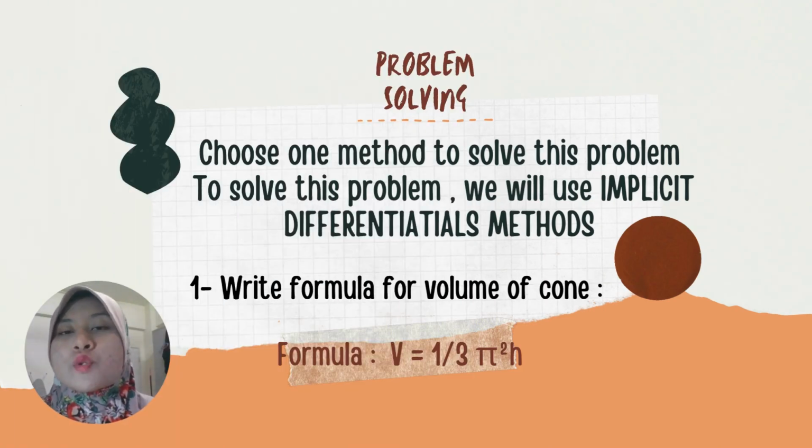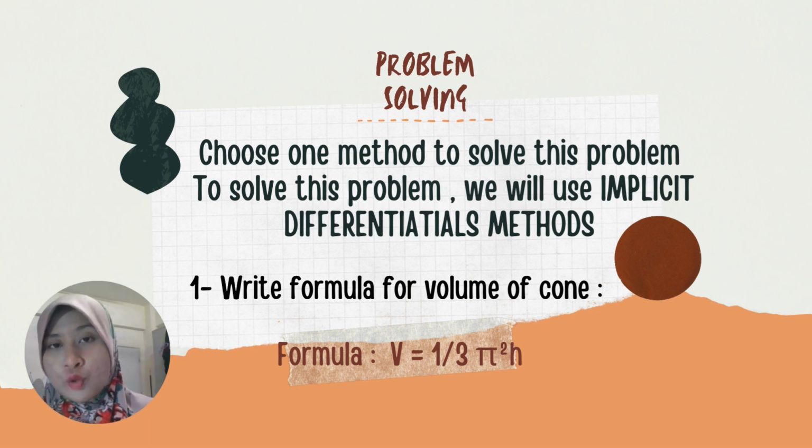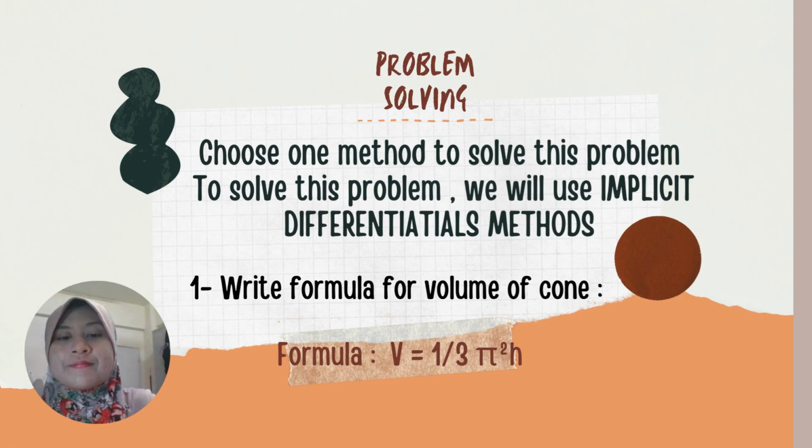Okay, to solve these problems, first thing first, we must know what method we can use. There is one method that we use, which is the implicit differentiation method. So the first step is we must write the formula for the volume of the cone. And what is the formula for the volume of the cone? The formula is V equals 1 over 3 pi r squared h.